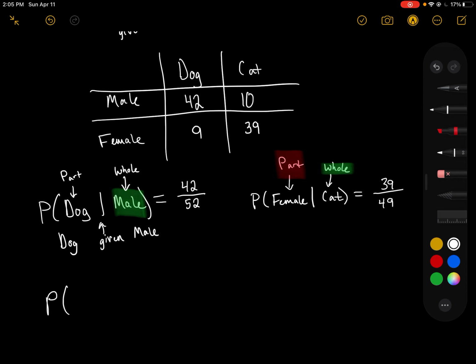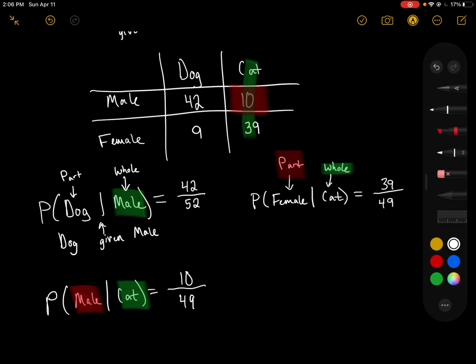We'll keep going with this. We can do a few more examples here. Probability of identifying as male this time, given you are a cat owner. We'll do our whole, cat owners, and our part, people that identify as male. In this case, we'll see a very different probability. Still both of the numbers together over just the males, or people that identify as male.